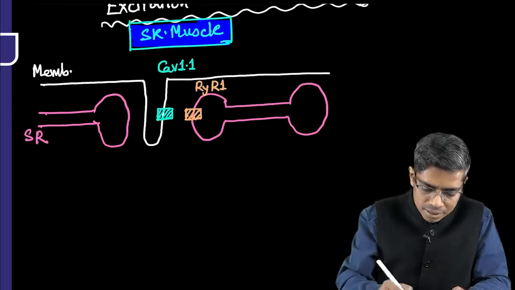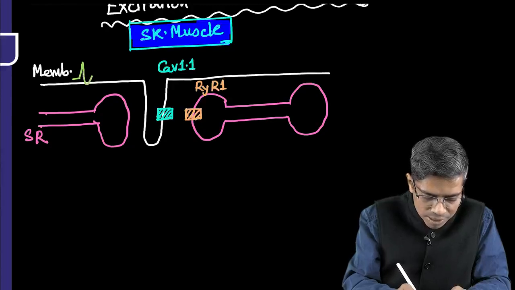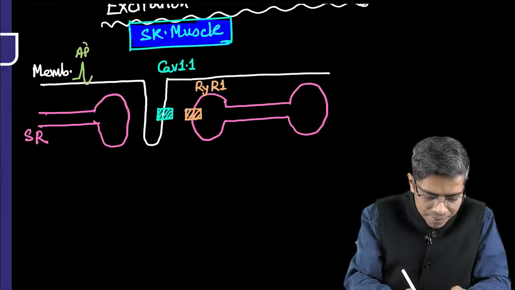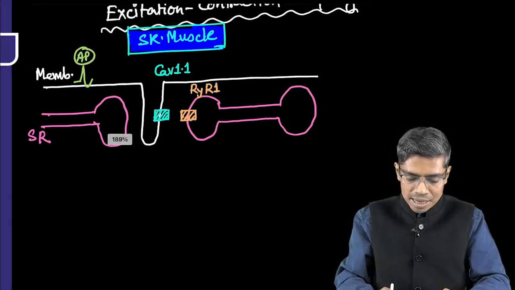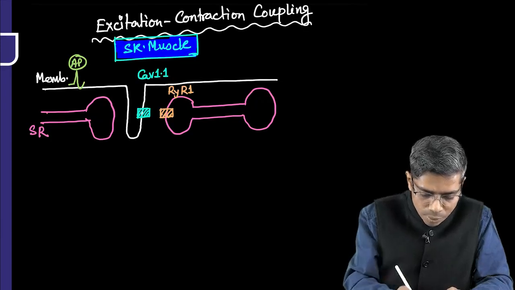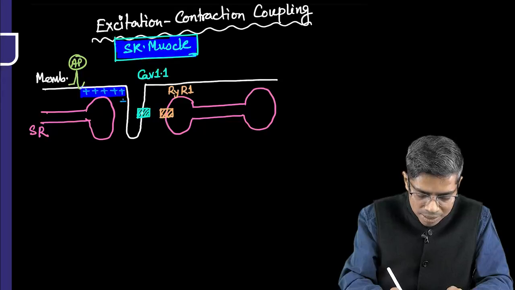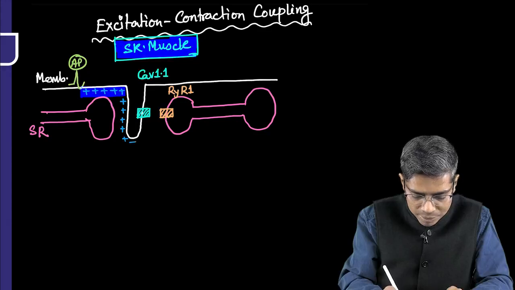So whenever there is an action potential on the skeletal muscle membrane, suppose this is an action potential, okay? Action potential means there will be entry of sodium ion. So sodium ion entry means there will be positivity. So the cell membrane will be positive inside. Now this positivity or this depolarization will move through the cell membrane, and it is depolarizing the T tubules.